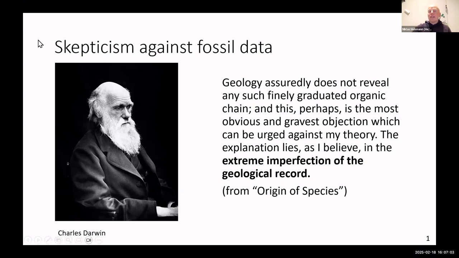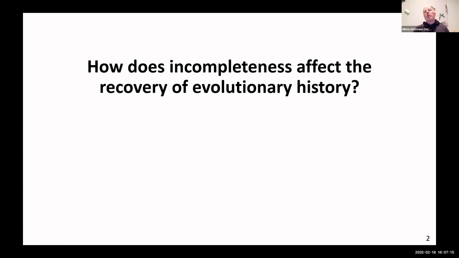The good thing is that Darwin has actually been dead for a long time, and we know much, much more about geology than he did and geologists of his time did. So the question I want to address today is, can we, using a modern understanding of geology and geological incompleteness, assess how incompleteness affects the recovery of evolutionary history, to either support or contradict Darwin's claim that incompleteness is a hindrance to the recovery of evolutionary change?